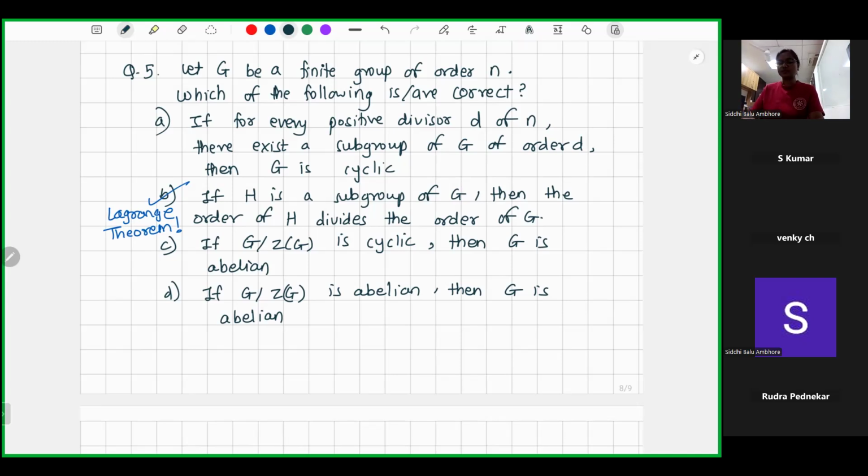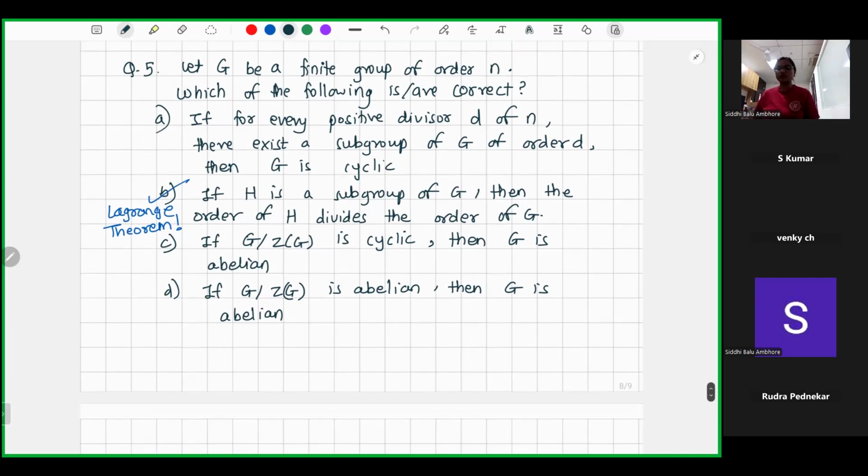Now about these other three options, what are your guesses? Which one is true? Which one is false? If it's false, what are the counterexamples? And if it's true, then how do we proceed with the proof? Which one of these A, C, and D do you think is true or false, whatever your guess is?